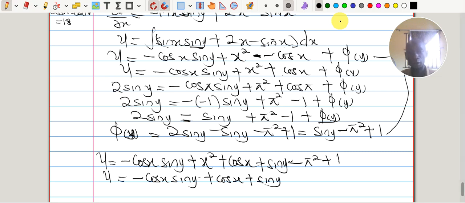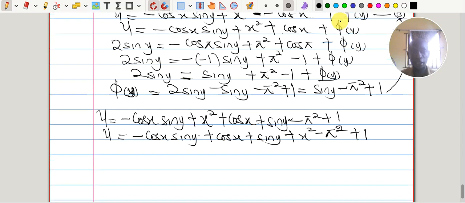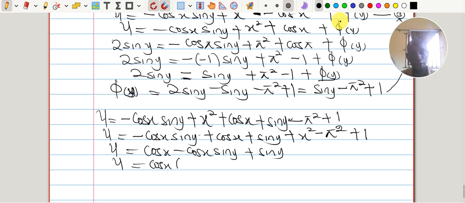I can also arrange this one: cos x sine y plus this one here. So I can take cos x common, writing it as 1 minus sine y, plus sine y here. Then x squared minus pi squared plus 1. So this is the final answer.